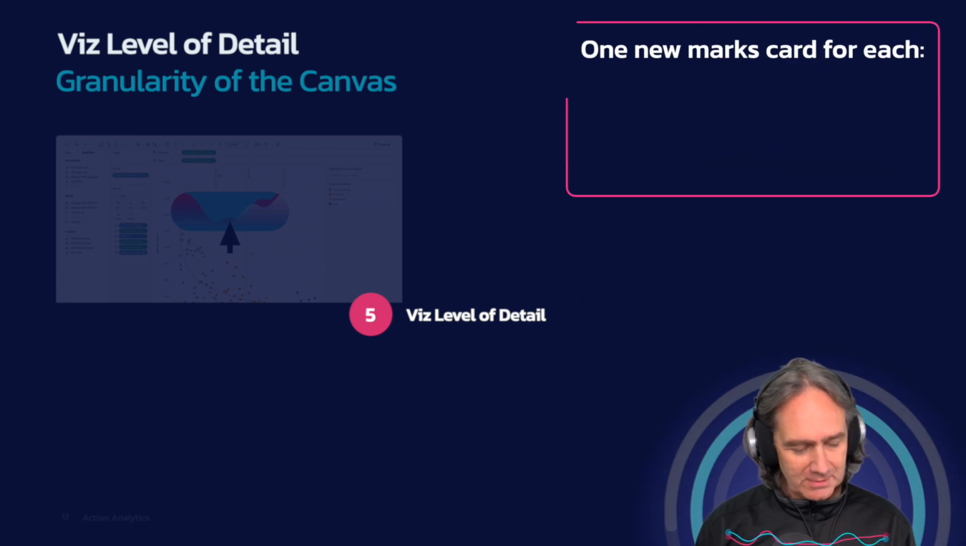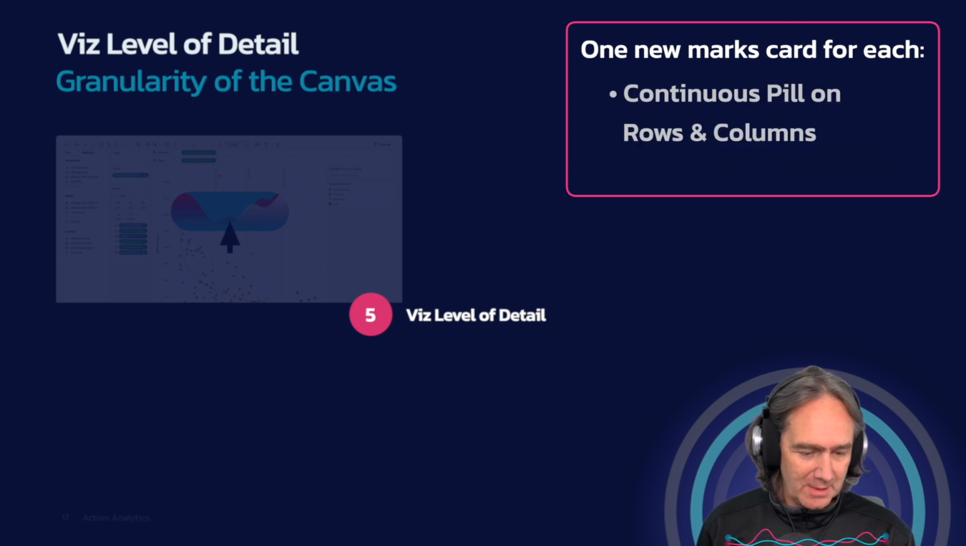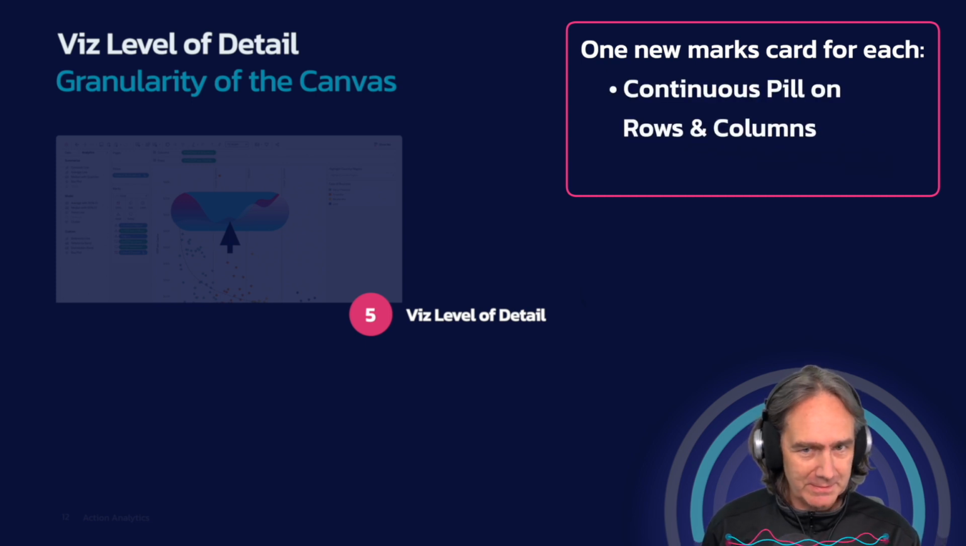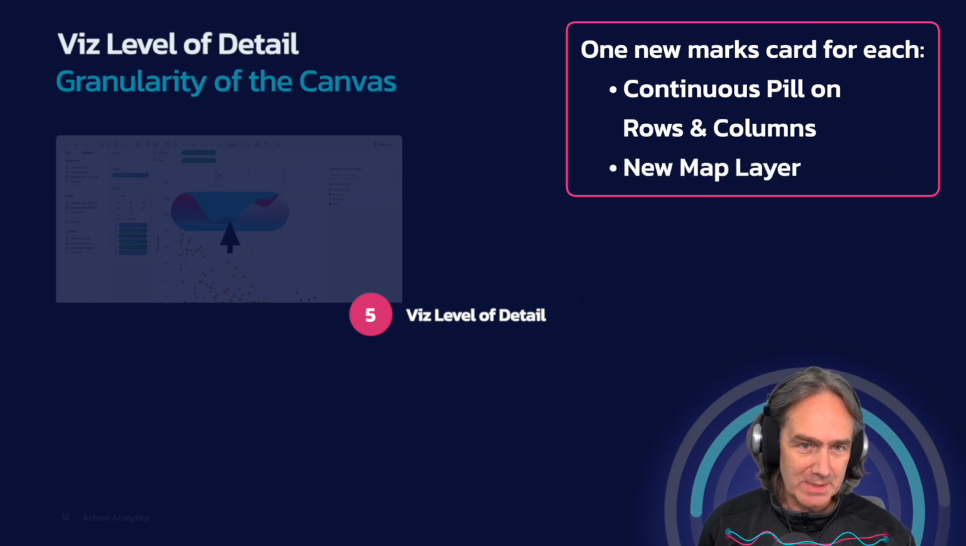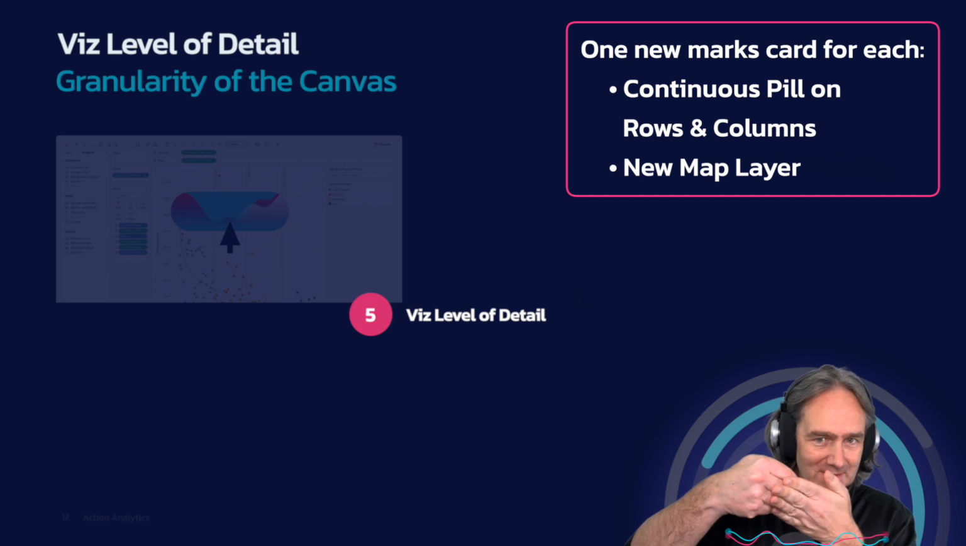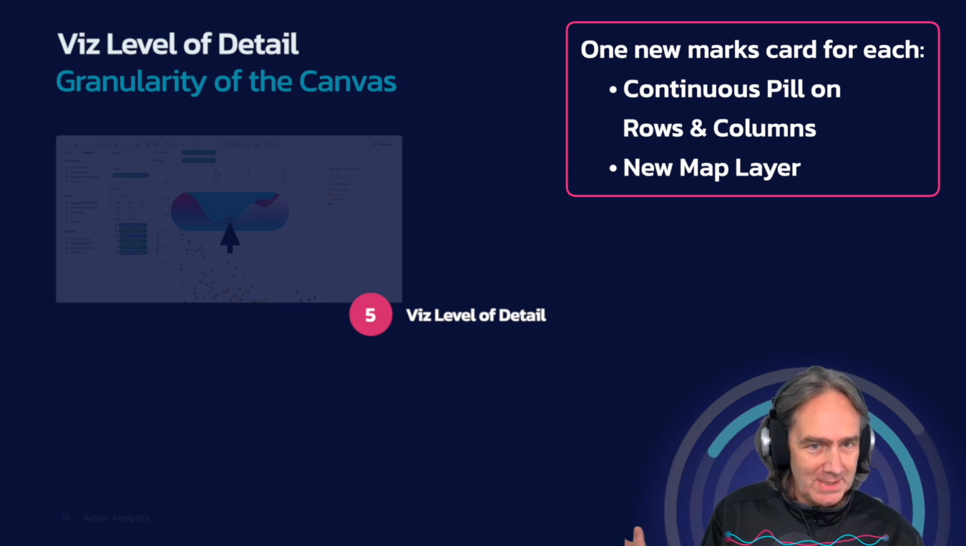Yeah, so if we have layers, it's not just multiple green or continuous pills on rows and columns creating multiple marks cards. We also have map layers now that are giving us multiple marks cards. So if we have that map with state or province at one level and city at the next level, that's two different levels of detail.